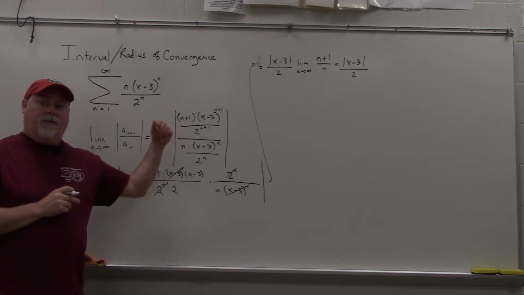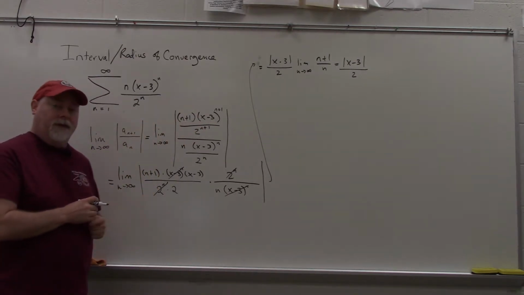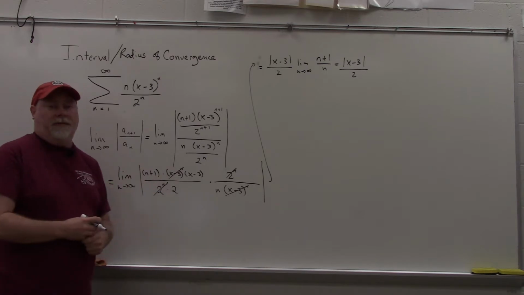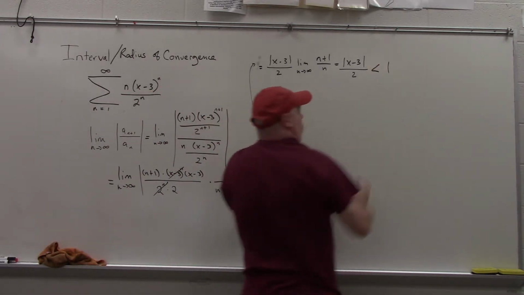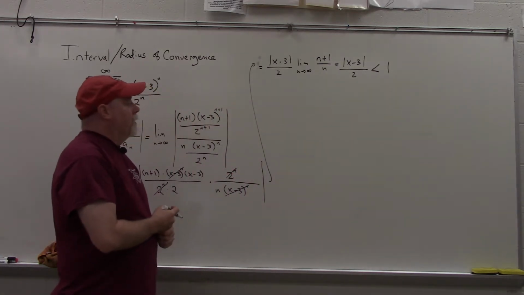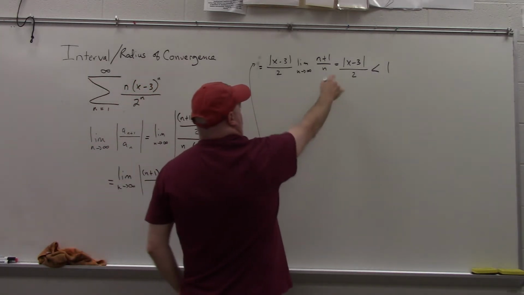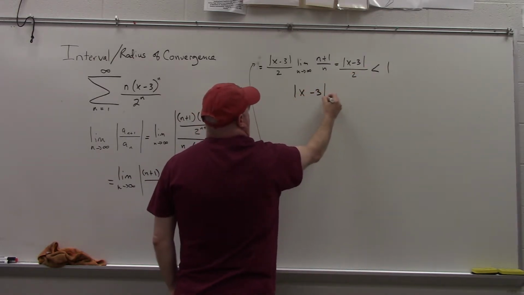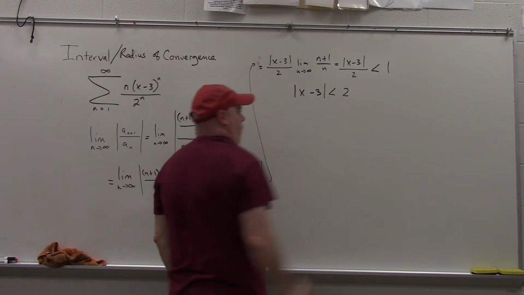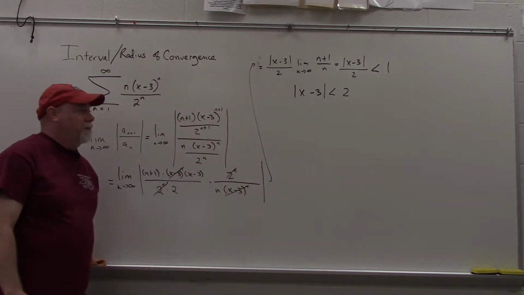The ratio test says that the series converges when the limit part is less than 1. Well, that's the answer to the limit part, so we set it less than 1. So at this point, we multiply both sides by 2, and we get that the absolute value of x minus 3 is less than 2.